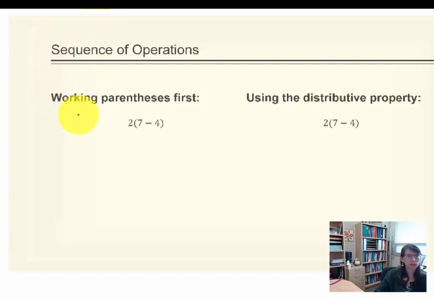So here's an example to answer that question. Working parentheses first, that means looking at 7 minus 4, I would have 2 multiplied by 3 because I worked the inner parentheses first. That leaves 2 times 3, which gives us 6.